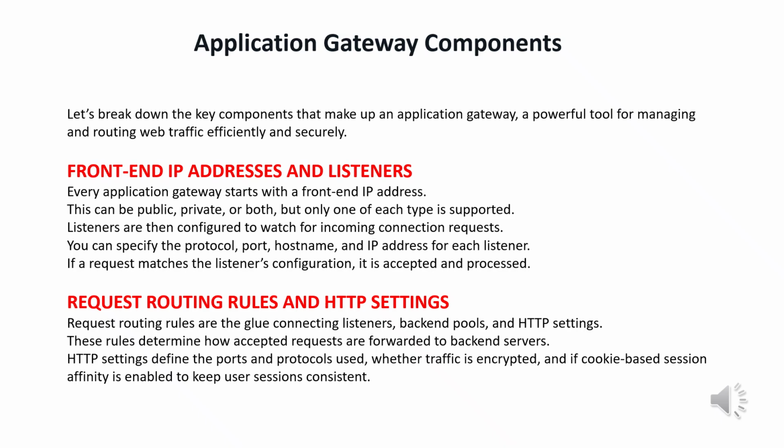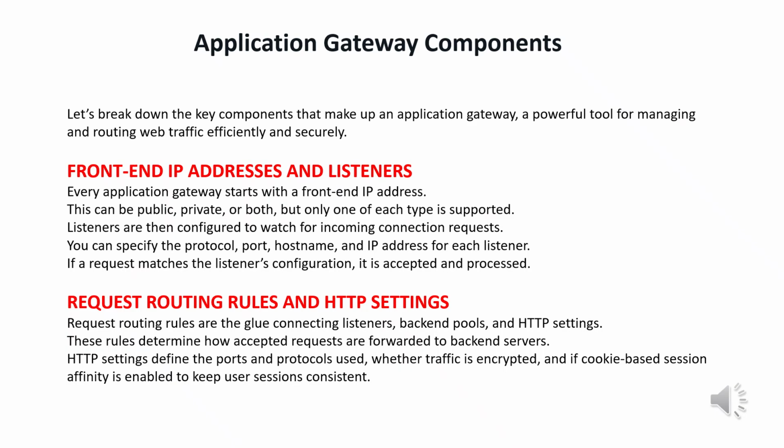Request routing rules are the glue connecting listeners, backend pools, and HTTP settings. These rules determine how accepted requests are forwarded to backend servers. HTTP settings define the ports and protocols used, whether traffic is encrypted, and if cookie-based session affinity is enabled to keep user sessions consistent.